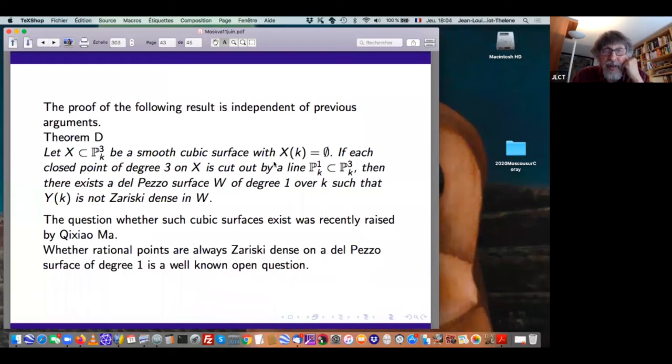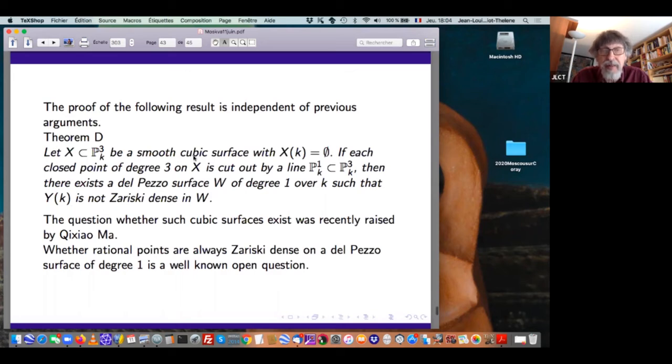Take a smooth cubic surface X with no rational point. Then assume that any closed point of degree 3 on X is cut out by a line. So if you take a closed point of degree 3, it can lie on a line, or it can span a plane. Now you assume that they always lie on a line. Then in that case, there would exist a del Pezzo surface Y of degree 1 over K such that the rational points of Y are not Zariski dense.